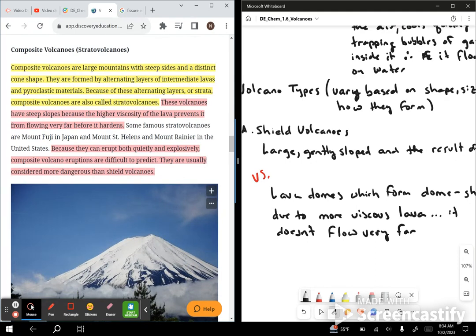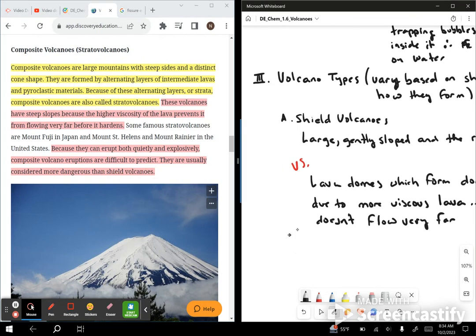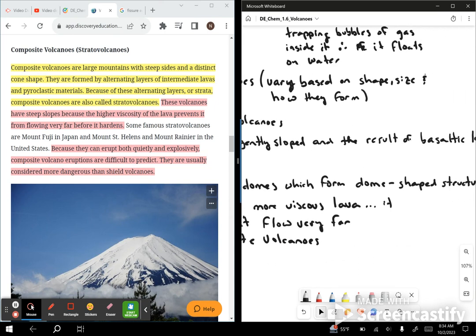Composite means to be made up of things. In parentheses, they say stratovolcanoes. And in the text, they're going to talk about why they call it strato. It's because it's made up of different strata, different layers. All right, so let's put down letter B. Composite volcanoes, aka strato.